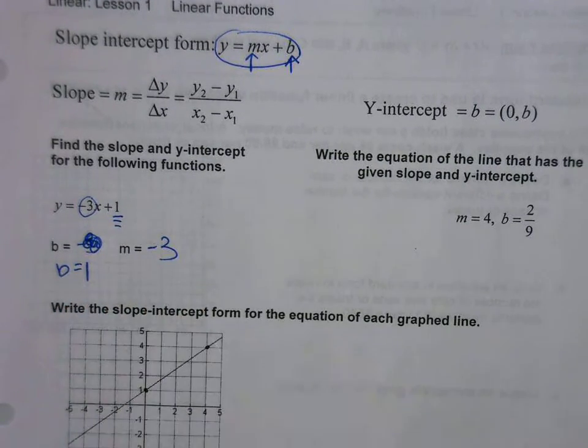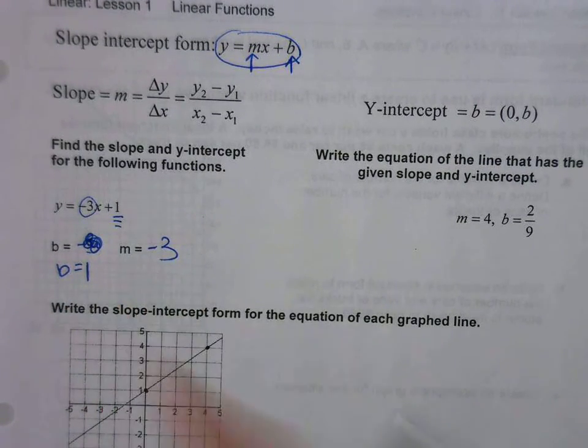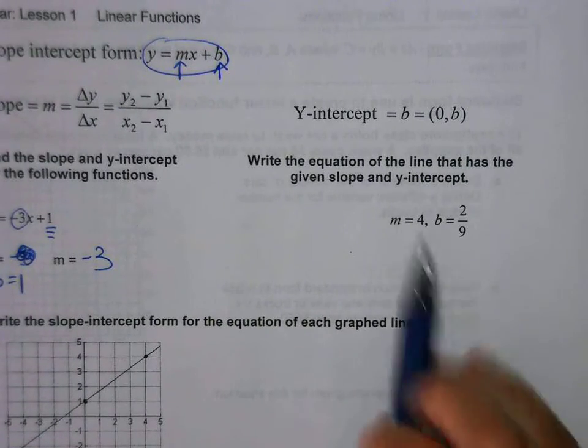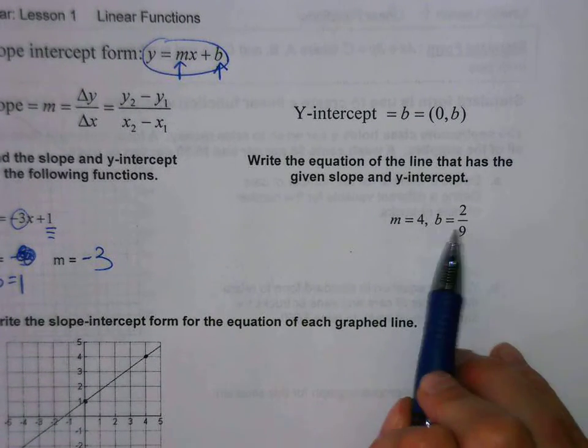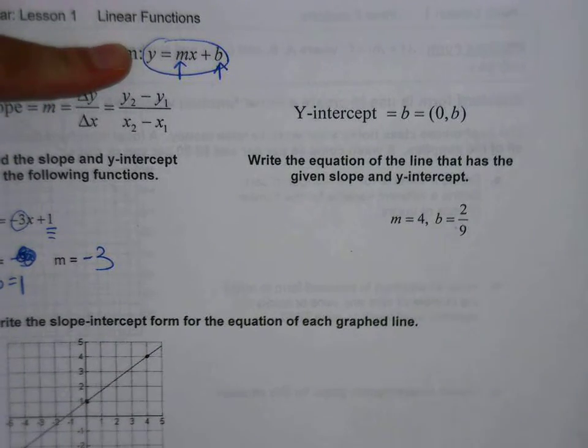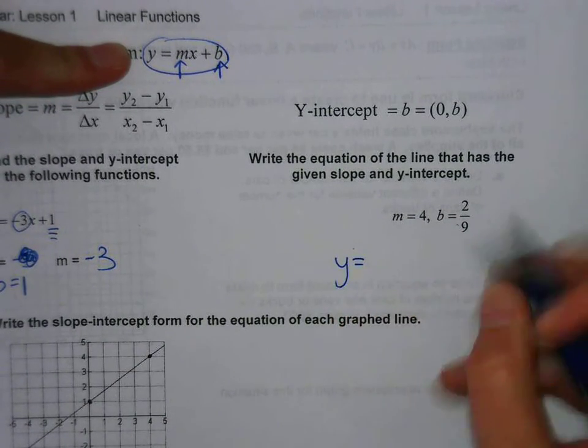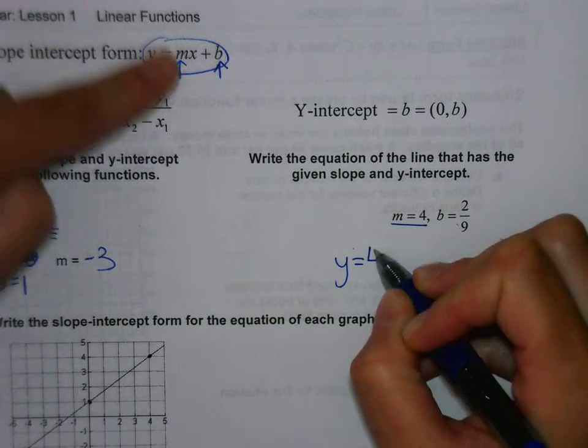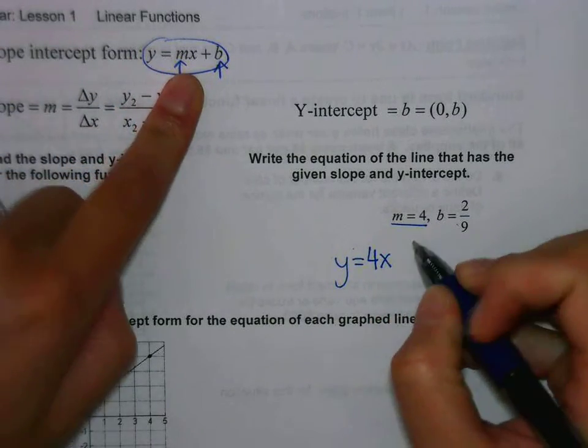So let's take a look. If we are given the slope and the y-intercept, how can we write that into an equation of this form? So we know it's going to be y equals, our slope is 4, so that's our m. We still have our variable of x. And our y-intercept, our constant, is 2/9.